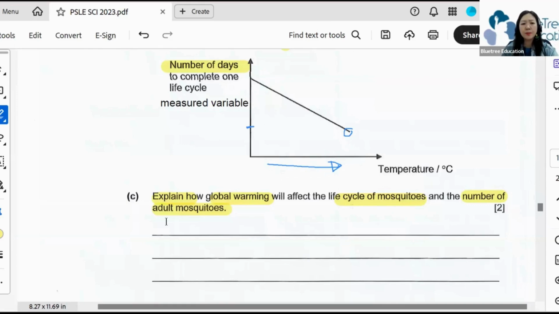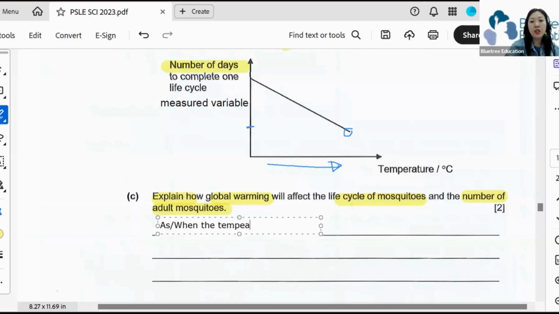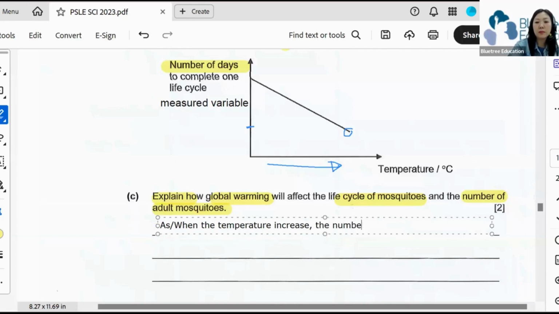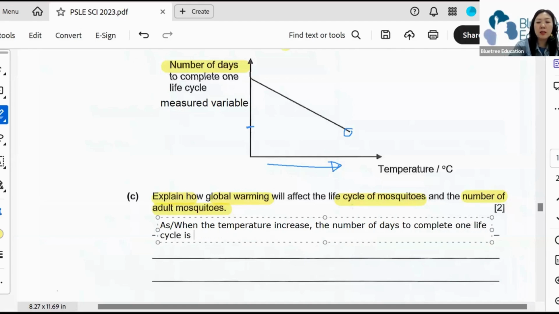Okay, let me write down the answer. So I have to explain how it affects, right? So I will say that, okay, as or when, both are good terms, the temperature increases, right? What happens to the life cycle, children? What happens to the life cycle? That's right. The number of days to complete, okay, I'm going to use the question words, all right? The question is my best friend. To complete one life cycle decreases, right? Decreases. I can see this.